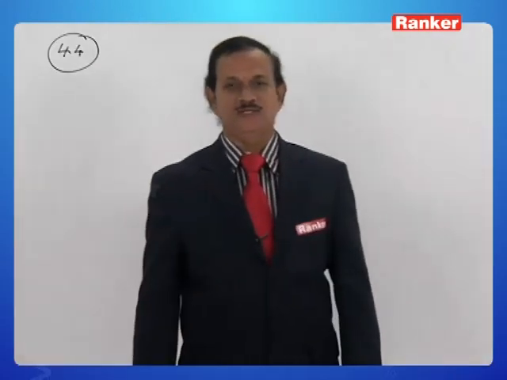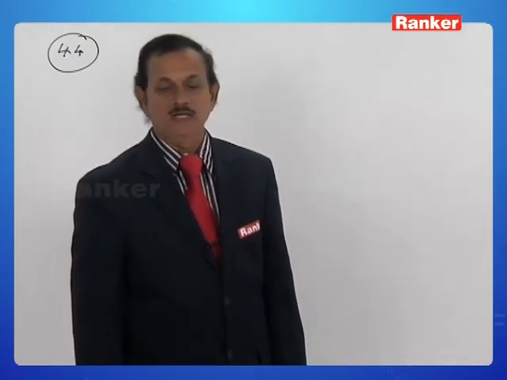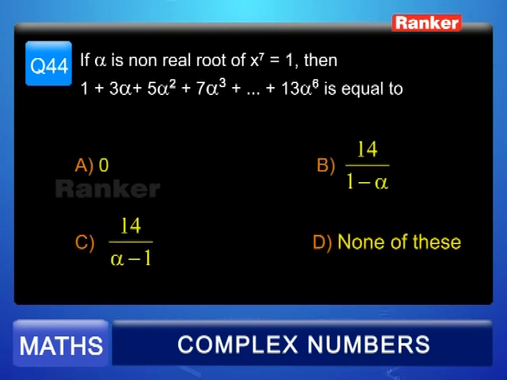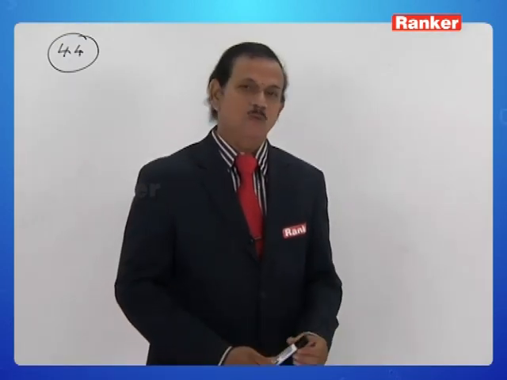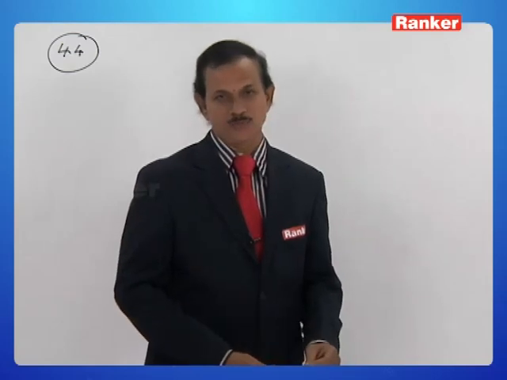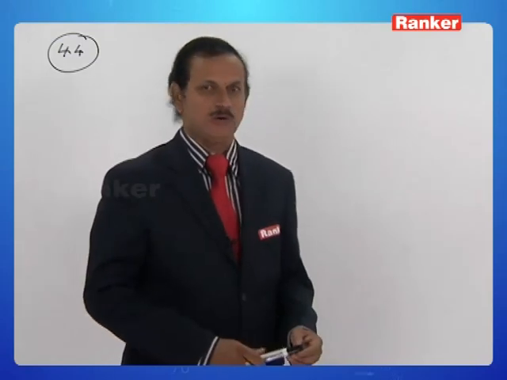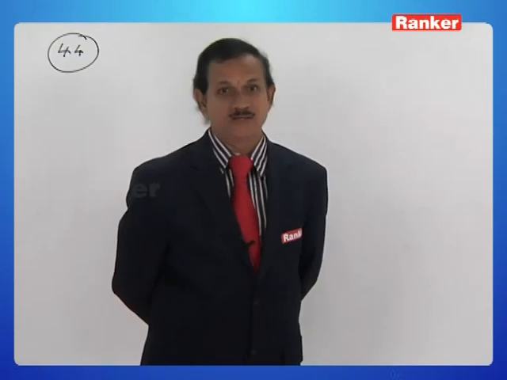Now, this is the time for us to go through the next question. That is question number 44. In this question, he is giving about the nature of a particular complex number, say alpha. Alpha is a non-real root of x power 7 is equal to 1. We know that the roots of x power 7 is equal to 1 are called seventh roots of unity. Out of them, 1 is also a root. It is a real root. And he is giving alpha as a non-real root. So we are sure that alpha is not equal to 1 because 1 is real.